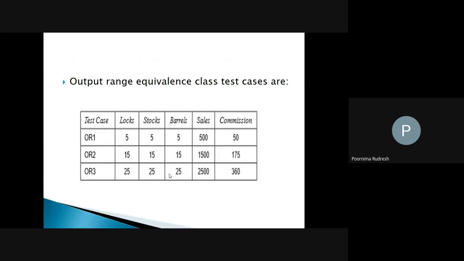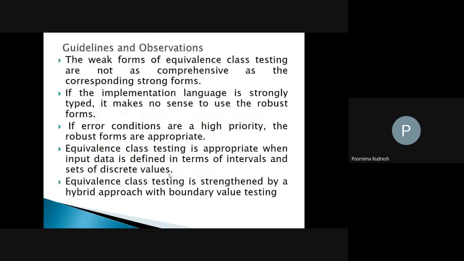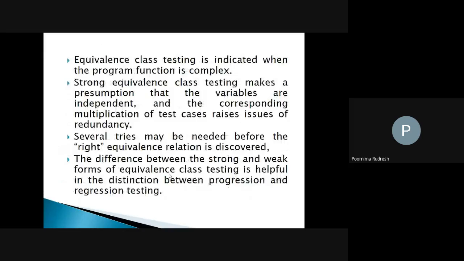Okay. Next, we'll move on to the guidelines and observations for equivalence class testing. The first guideline says that the weak forms of equivalence class testing are not as comprehensive. They have just given the guidelines. If error conditions are high, then the robust forms are appropriate, and equivalence class testing is appropriate when the input data is defined. Then it is strengthened by the hybrid method, and these are all the guidelines for equivalence class testing. Okay, this completes the chapter.